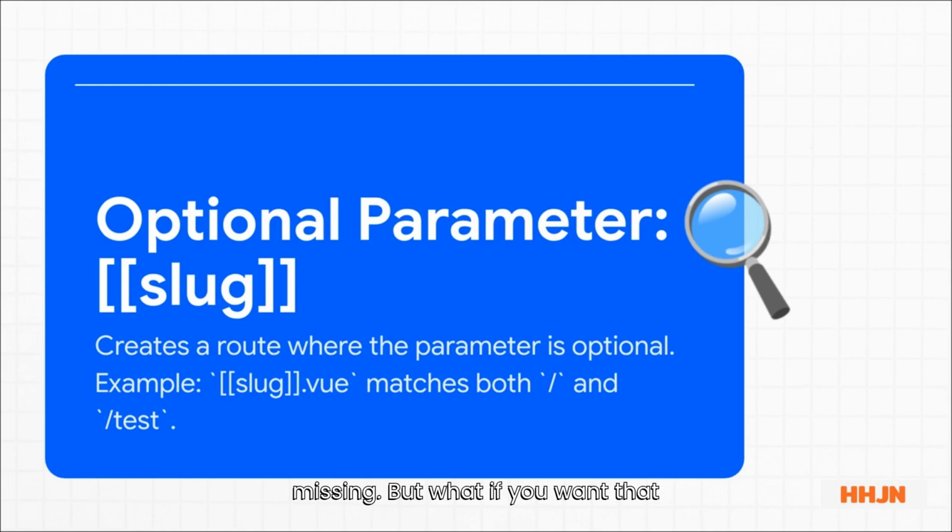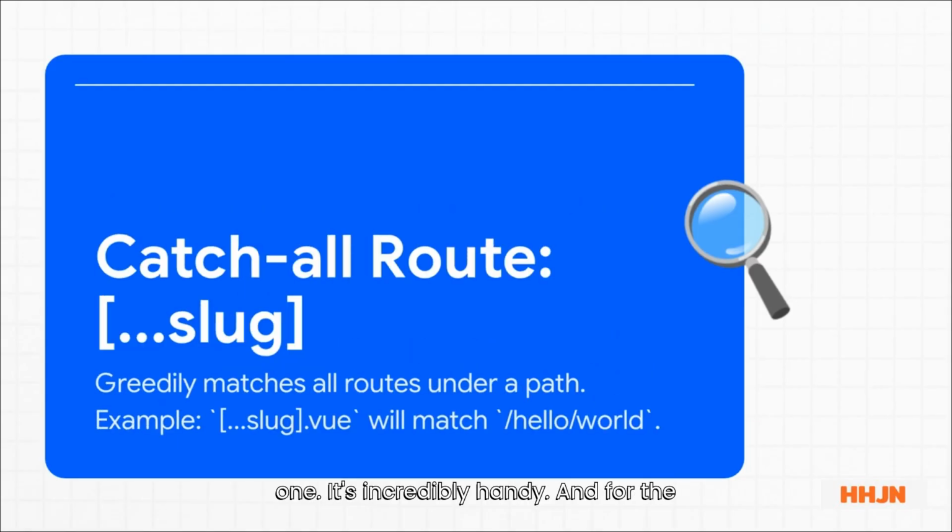But what if you want that parameter to be optional? Easy. Just add another set of square brackets. A file named [[slug]].vue is super flexible. It'll match the plain root URL, like / if there's no parameter, but it'll also match /test if there is one. It's incredibly handy.